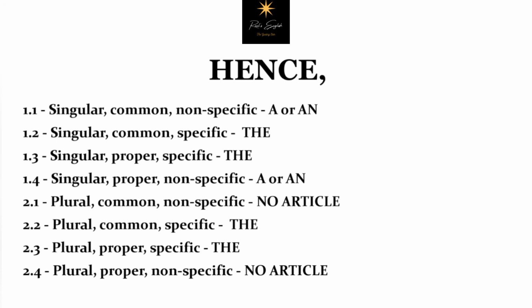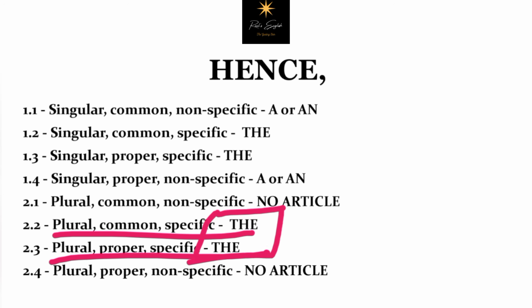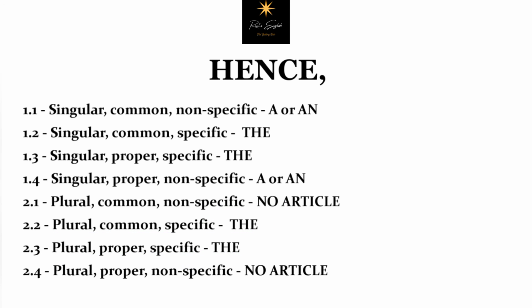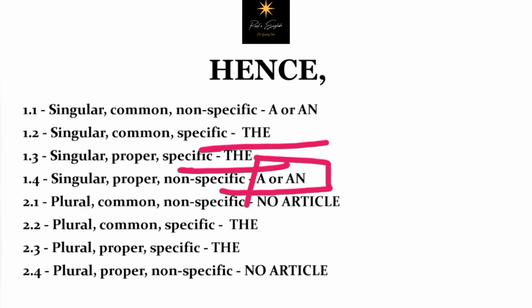So let's revise. In this video we did plural. So plural common non-specific, no article necessary. Plural proper non-specific, no article necessary. However, plural common specific and plural proper specific, you need to insert the. And in the last video we saw singular. So singular common non-specific, a or an. Singular common specific, the. Singular proper specific, the. Singular proper non-specific, a or an.